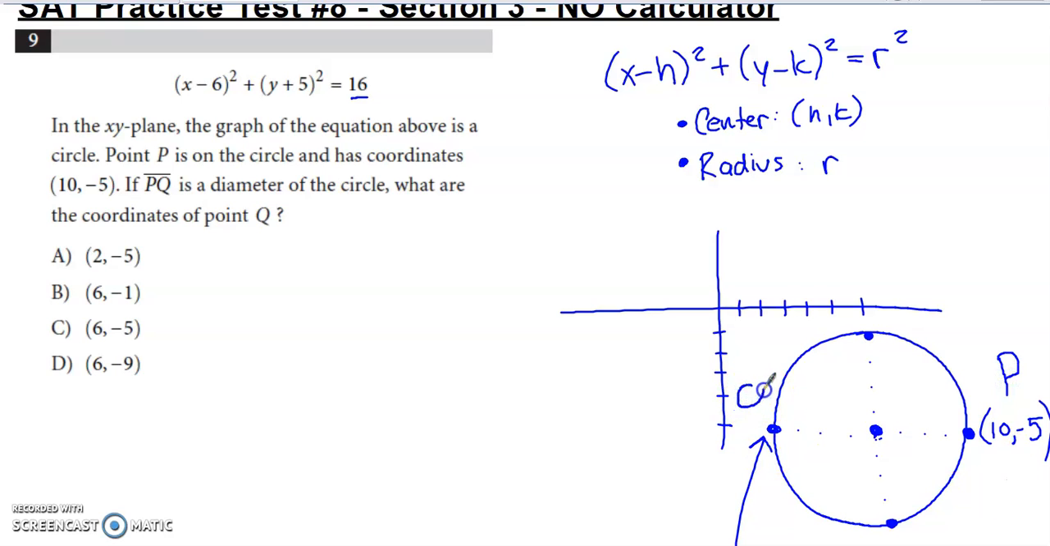So point Q, since they say PQ is a diameter, goes through the center and hits the circle on the other side. So basically we're looking for this other point that we used to help build our circle graph a few minutes ago. And so if I was at the center and I came to the left 1, 2, 3, 4 units, the x-coordinate would be going from +6 down to +2, and that would be the other coordinate that we're looking for, that diameter.